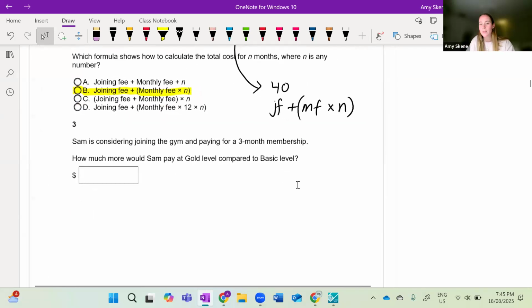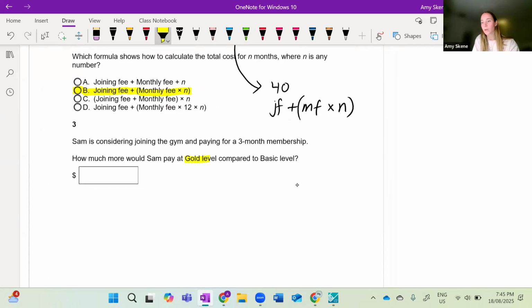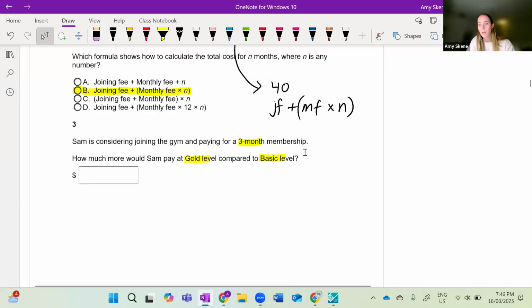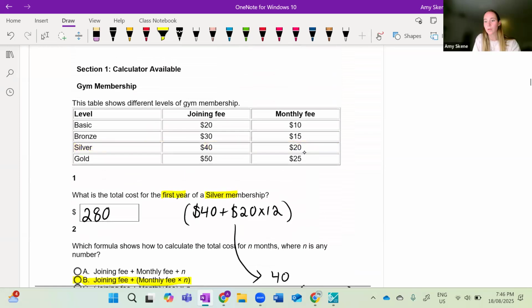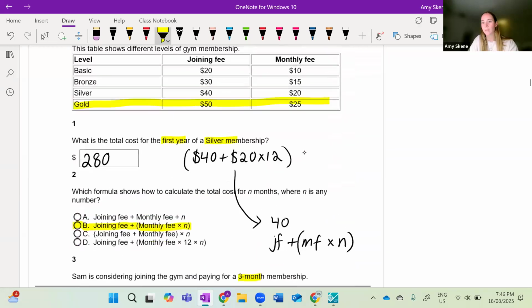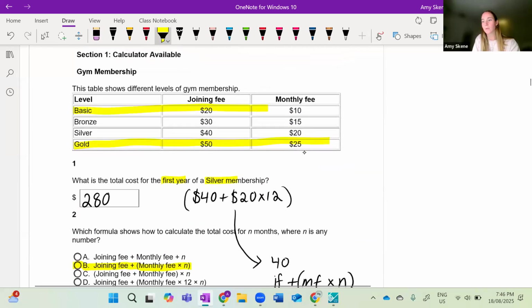Question 3, Sam is considering joining the gym and paying for a 3-month membership. How much more would Sam pay at the gold level compared to basic level? So gold versus basic and 3 months are the important parts there. Gold level, basic level, 3 months. So I'm going to go back, gold level, and was it basic? Yeah, gold level and basic level. I'm going to compare them for 3 months, including the joining fee because you have to join up.